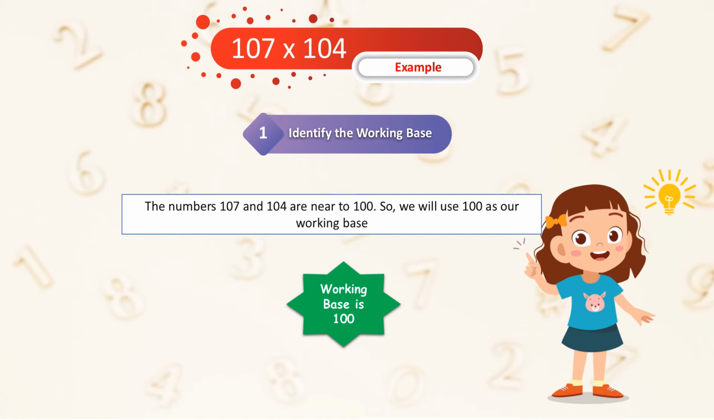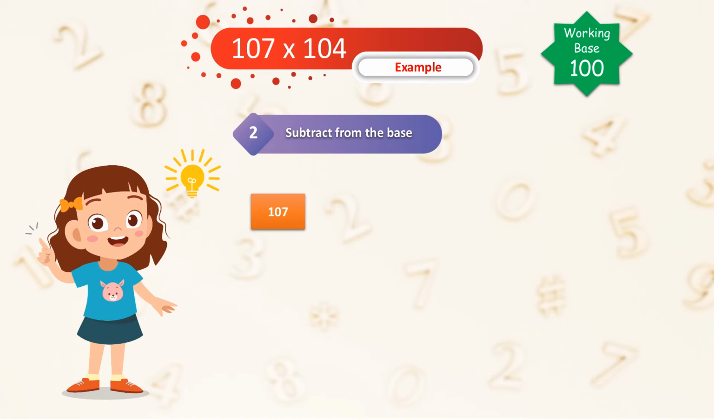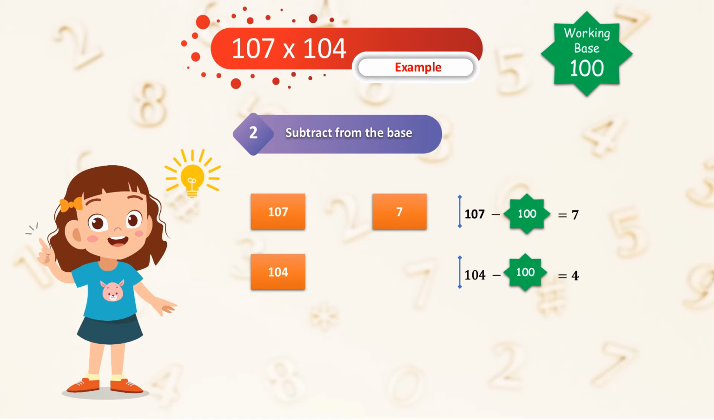The working base is 100, and that completes our step 1. So in step 2, we will subtract the numbers 107 and 104 from the working base. If you take the number 107 minus 100, that is a 7. So we write a 7 next to 107. And for 104 minus 100 is 4. So we put a 4 next to 104. That completes step 2.